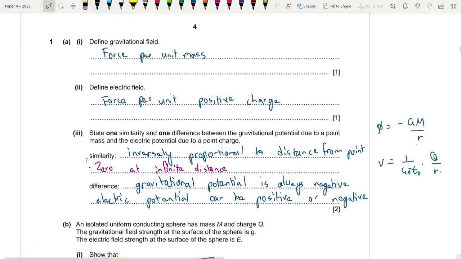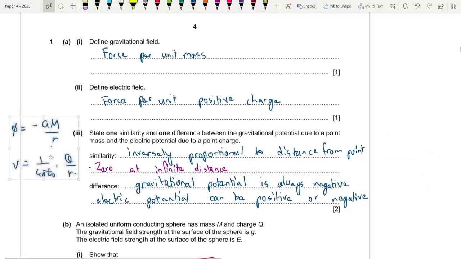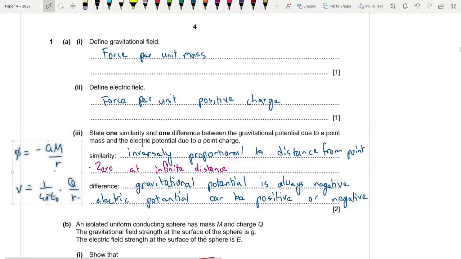You can also write that. Another similarity. Wait, let me just move this over here. There you go. So another point includes points of equal potential lie on concentric spheres.